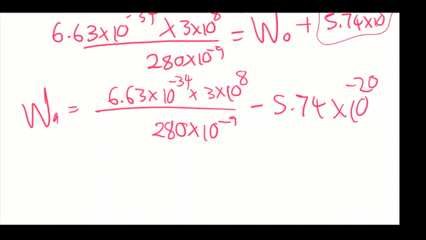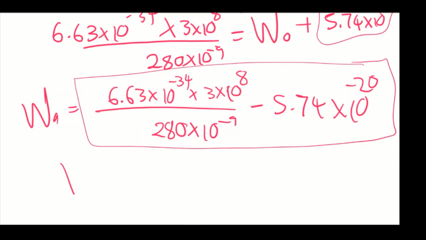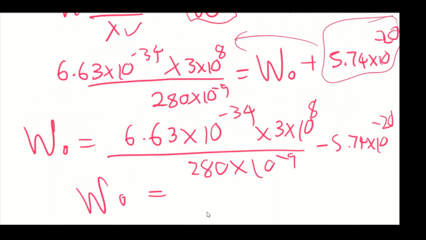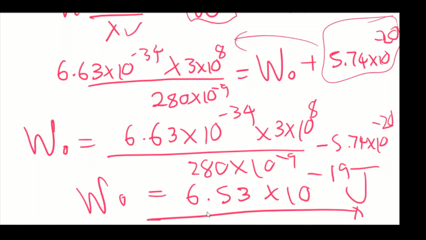So you're just going to punch this entire expression into your calculator, and your work is supposed to be 6.53 times 10 to the power of minus 19 joules. So this is going to be your work done, right? So we need to identify which metal this is, right? Using this work of 6.53 times 10 to the power of minus 19.